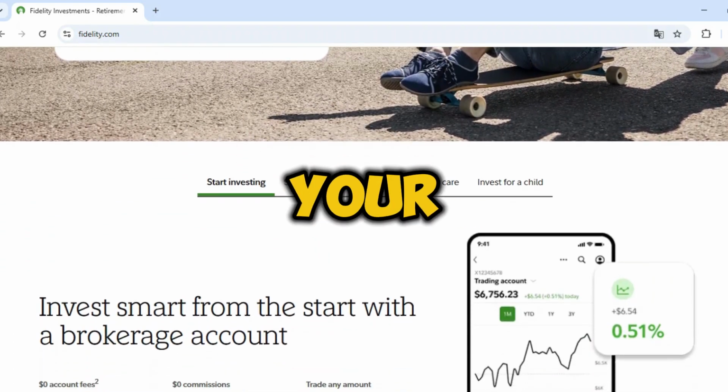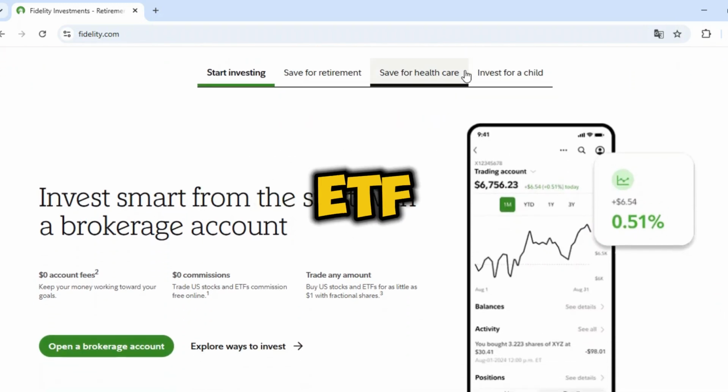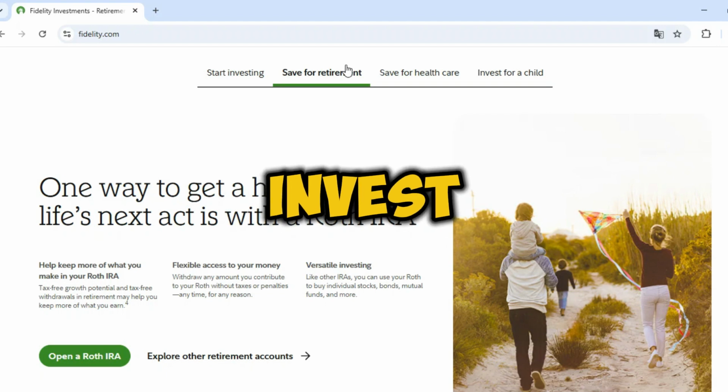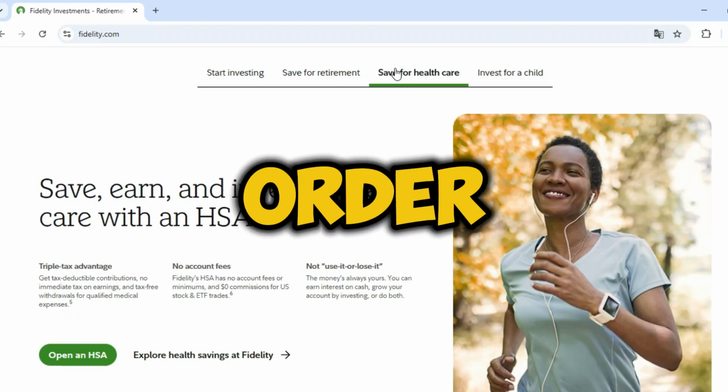Step 2. Enter your dollar amount. Search for the stock or ETF you want. Instead of entering a number of shares, you'll enter the dollar amount you wish to invest, e.g., $50. Review the order and submit it.